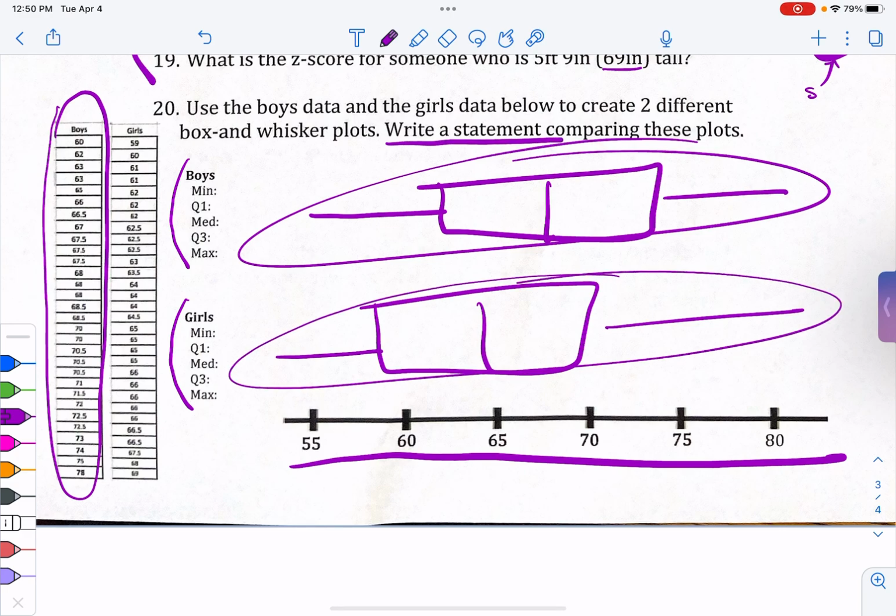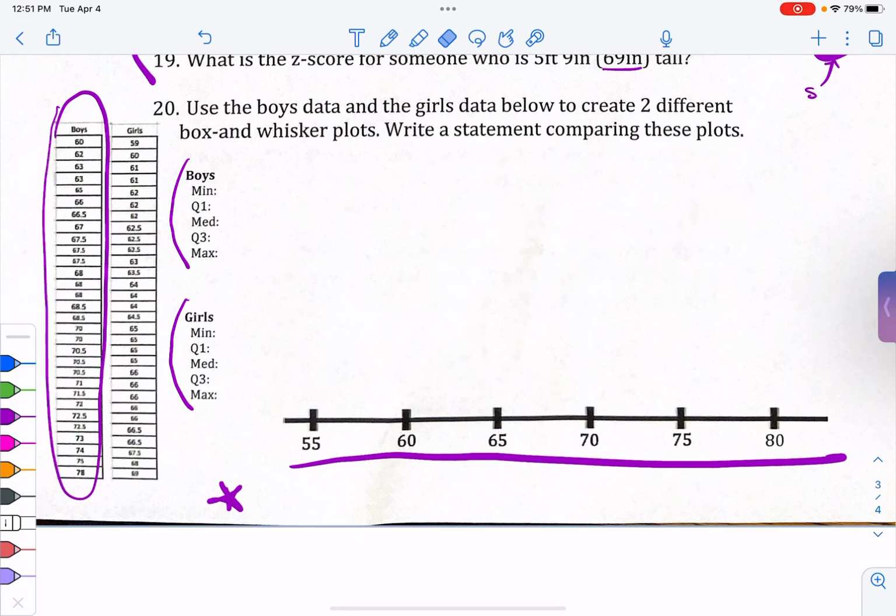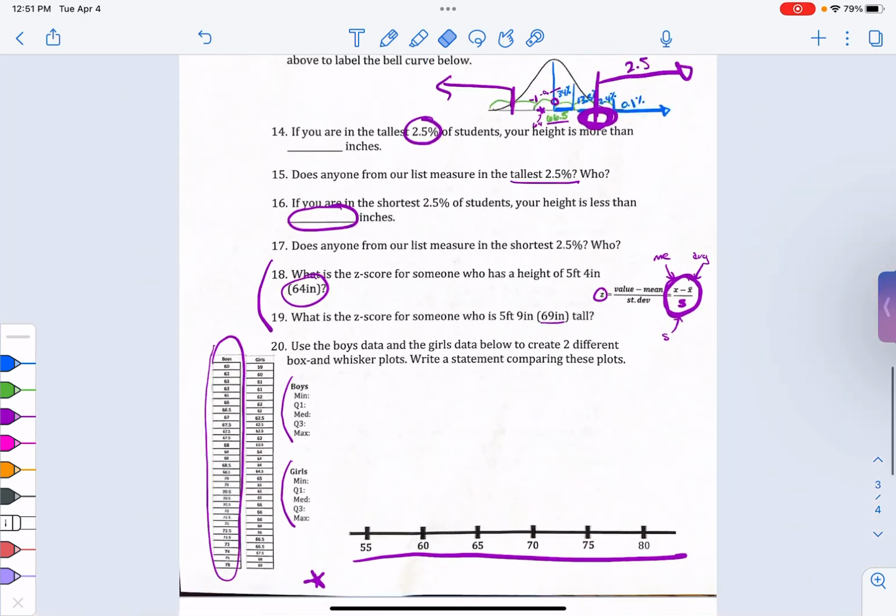Then you're going to write me one statement that compares these plots. You can put your statement down here if you want to, just telling me, like, the girls are significantly shorter than the boys, or whatever. You tell me just one thing that you notice about the box and whisker plot that is important, okay? So use that 5-number summary, create your box and whisker plot, and do the rest of those, and that is your homework. There you go.